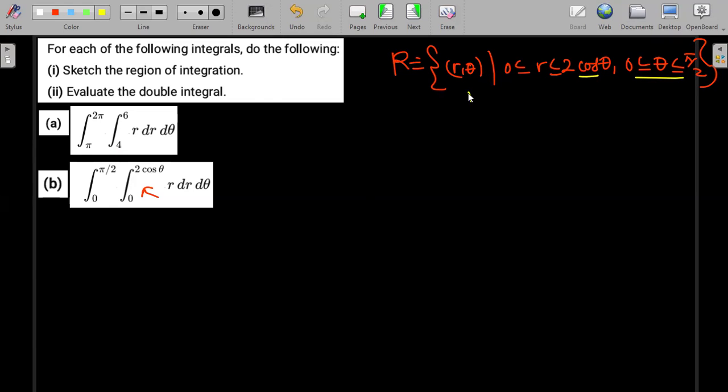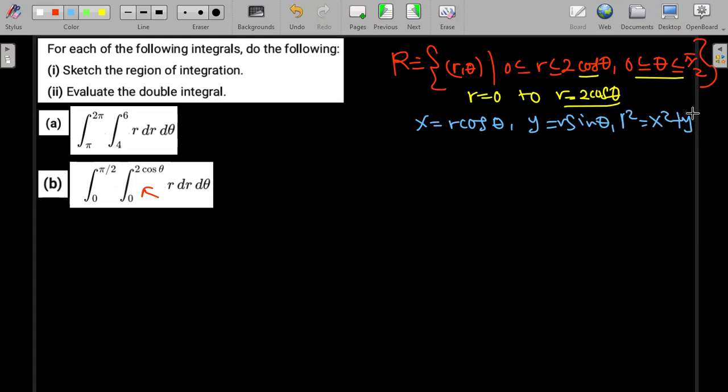So from here I get that my r goes from 0 all the way to r equals 2 cos theta. I need to manipulate this. I need to know what this is. But it turns out that this is just a circle. But how do you get to that circle? We know that in polar coordinates, x is equal to r cos theta, y is equal to r sin theta, and then r squared is equal to x squared plus y squared.